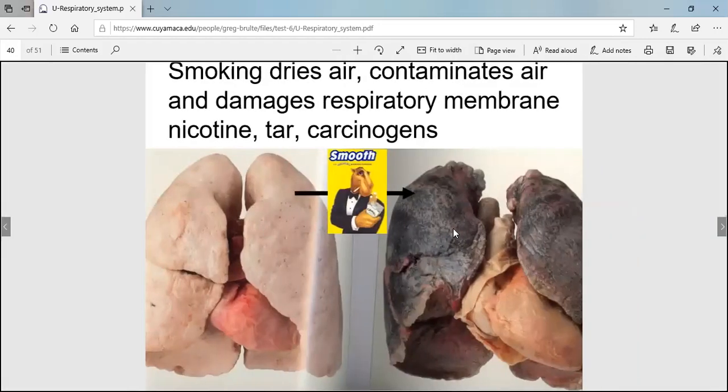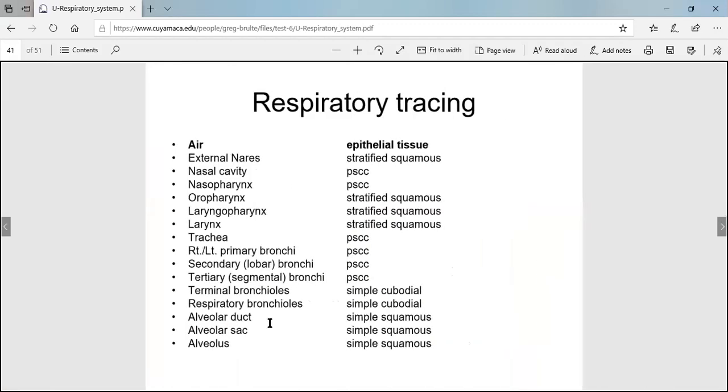Don't smoke. So this is smoker's lung, and you can see they also had some heart trouble too. Look how enlarged that heart is compared to a normal one. Yeah, so that's not good.